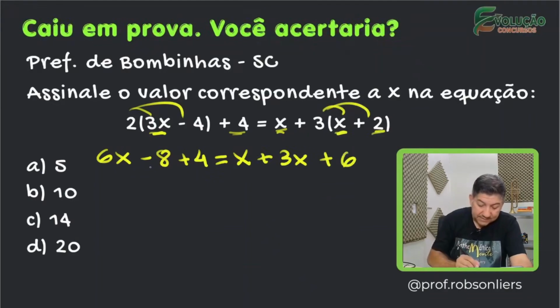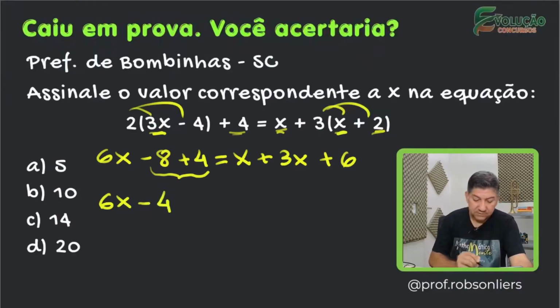Now we can solve this here, so let's repeat it here. 6x minus 8 plus 4. Different signs. We use the sign of the bigger number. It's 8, I'll put its sign. We subtract the smaller from the bigger. 8 minus 4 equals 4, 6x minus 4 equals. X plus 3x are like terms. We can solve it. 1x plus 3x, 4x. I repeat, 4x plus 6.